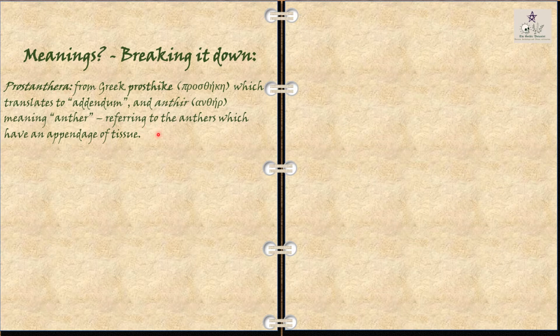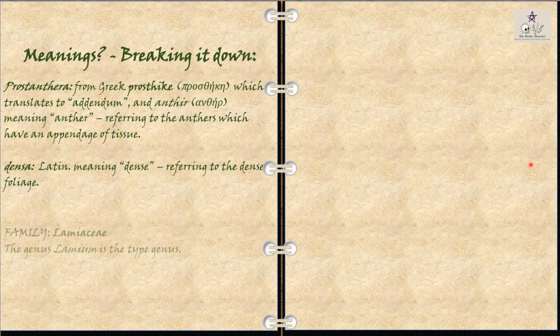I always like to dig in and see what the meanings are. Densa, that's really easy. That's simply Latin meaning dense. Excuse me. And it refers to the dense foliage. This particular Prostanthera has comparatively denser, or thicker, foliage than other Prostanthera species.